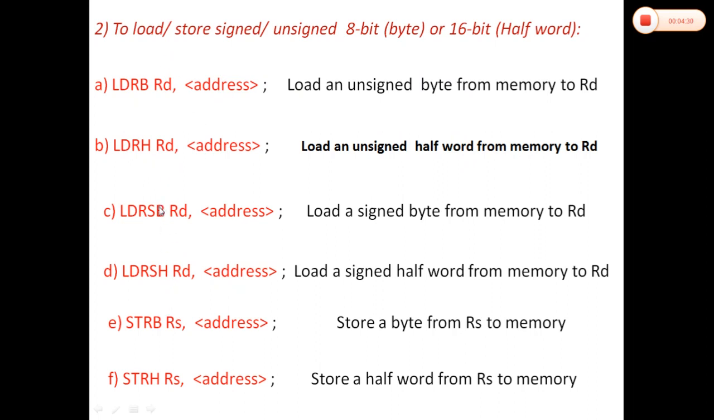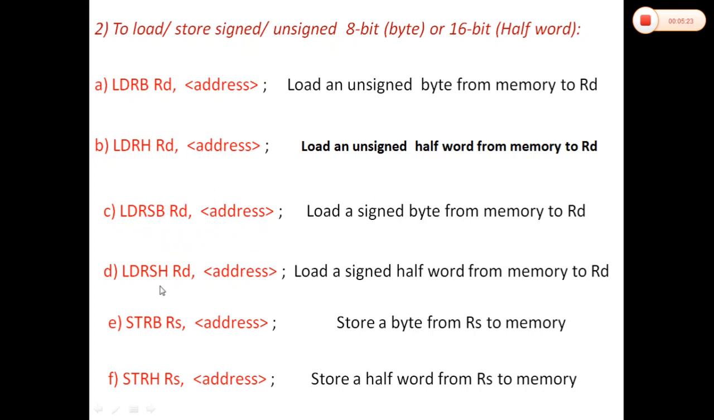The next pair of instructions is for signed byte or signed half word. These instructions load a signed byte from memory to a 32-bit register or a signed half word from memory to a 32-bit register. This operation requires the process of sign extension. There is a sign extension block in the ARM processor which is used by these instructions. So for example, whenever a signed byte is copied from memory to a 32-bit register, the lower 8 bits of that register will be occupied by that byte, and all the higher bits of that register will be loaded with the sign bit of that number. If the number is negative, it will be loaded with 1.